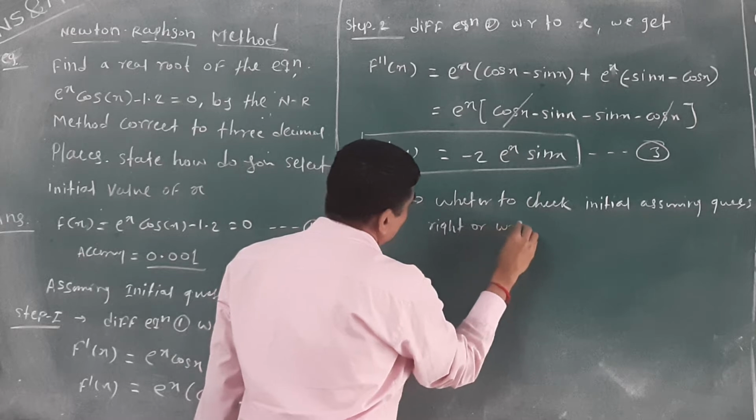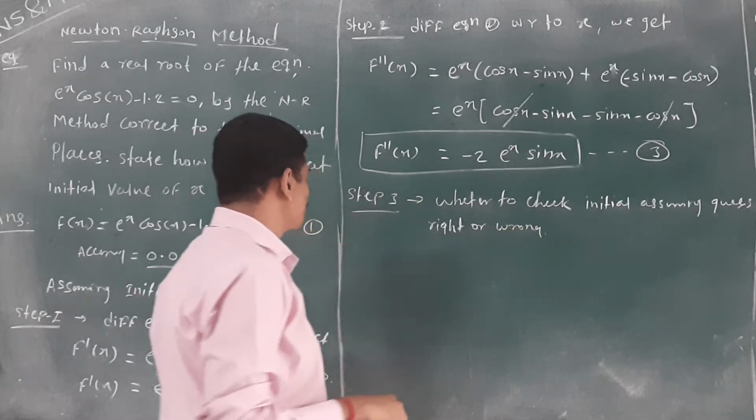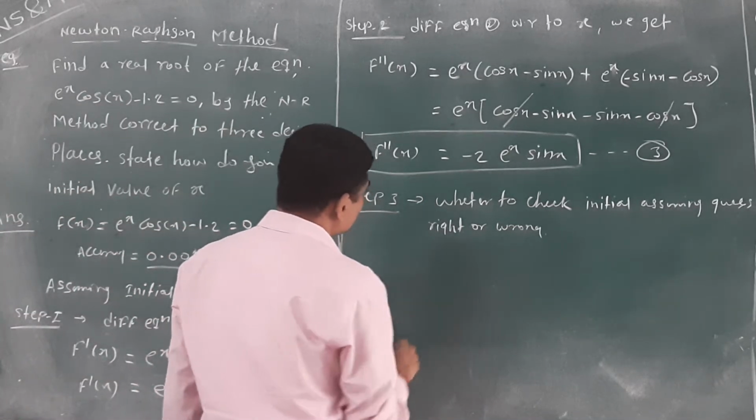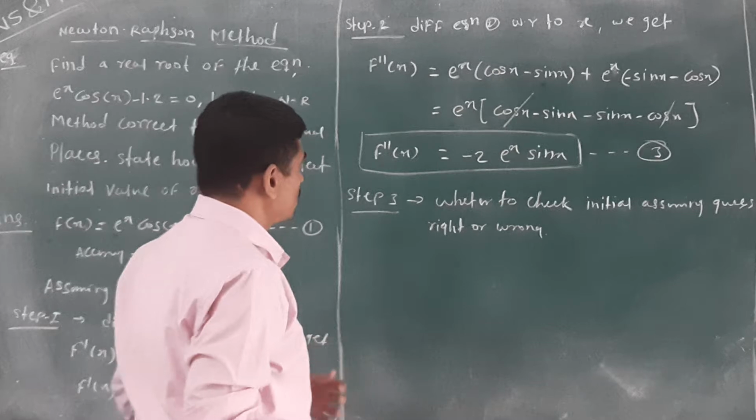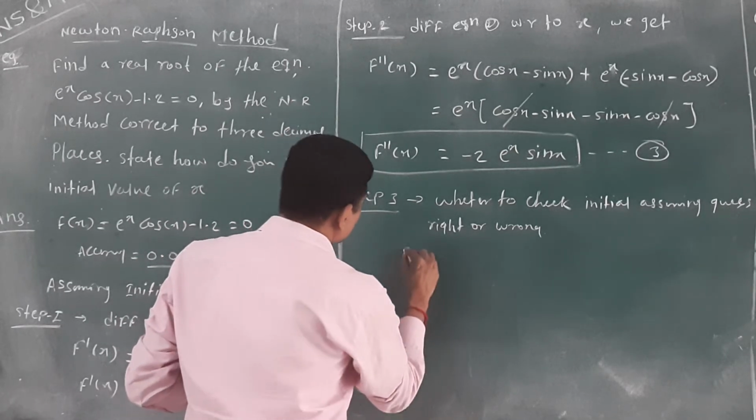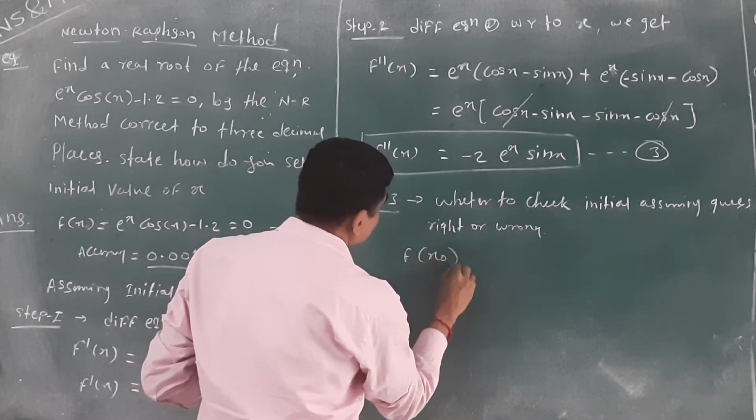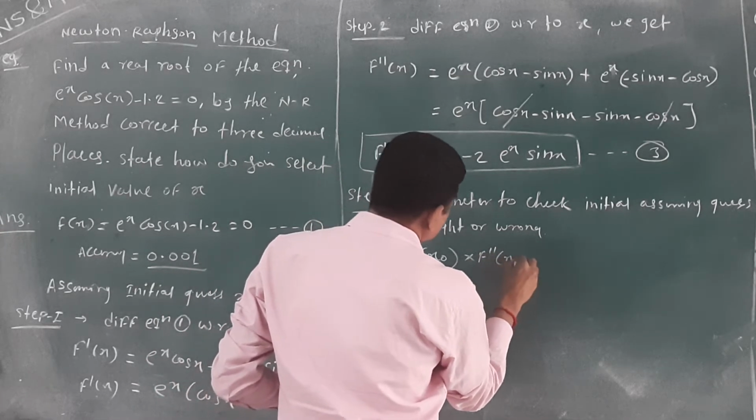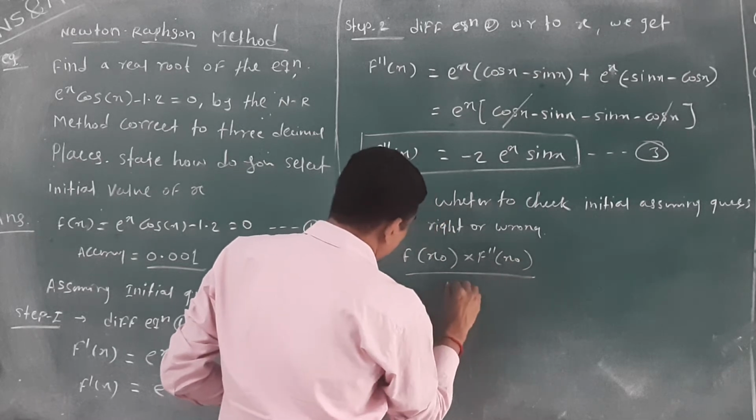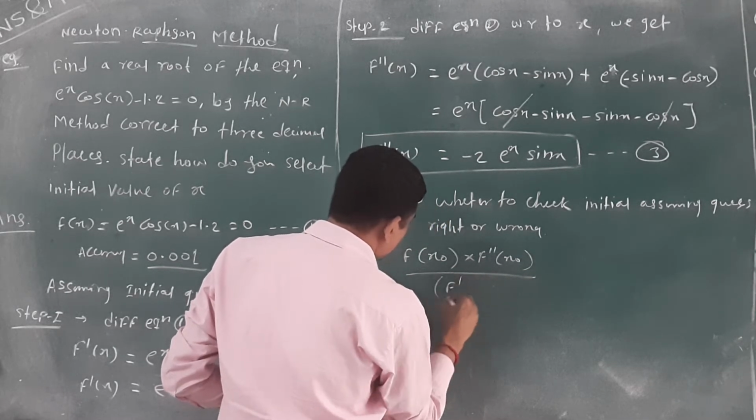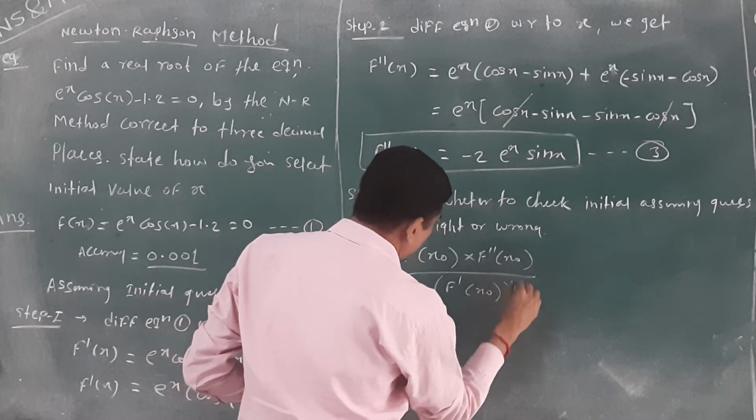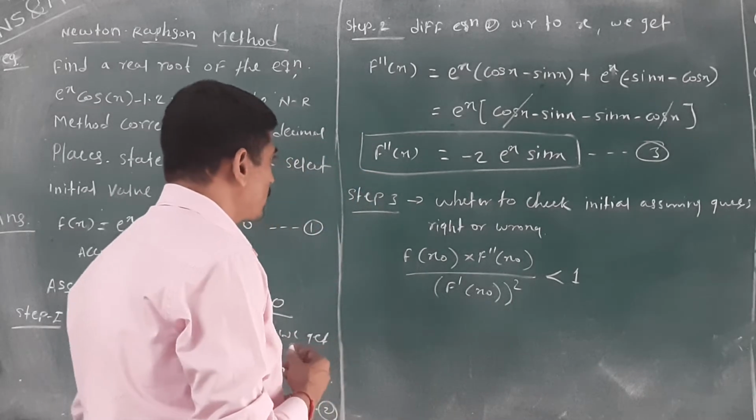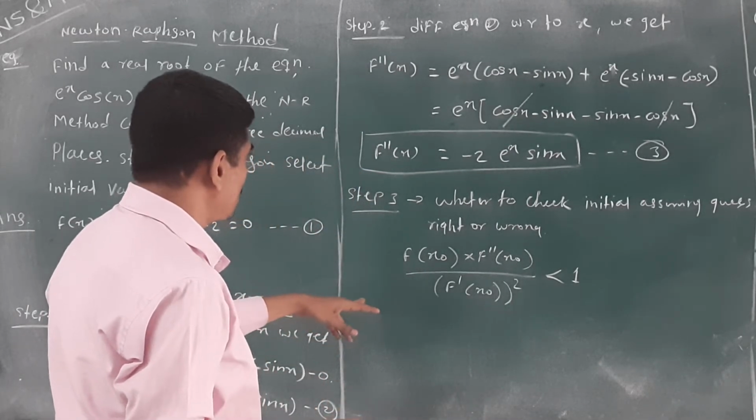Right or wrong. Okay, you have to check whether the initial assumption guess is right or wrong. How to check that? We know the formula. We have seen the convergence method, so use that convergence method: f of x0 into f double dash of x0, divided by f dash of x0 whole square, should be less than 1. Okay, you have to put all the values in that equation.